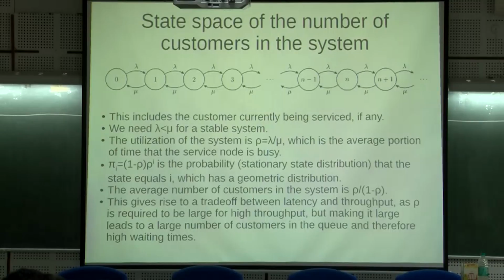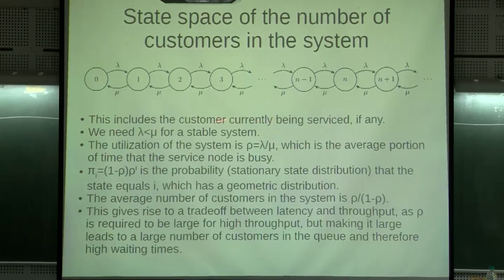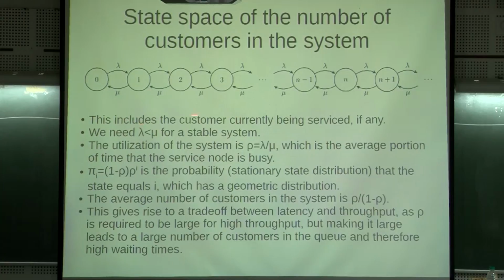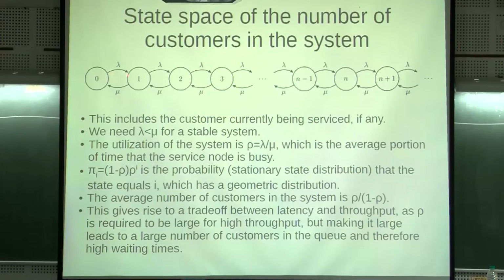So we're interested in the queue size. Actually, not just the queue size, but the customers currently being serviced, if any. So the 0 means there's nobody being serviced and there's no one in the queue. There's one person being serviced and there's nobody in the queue. There's one person being serviced and there's one person in the queue. So these are all the possibilities. And it's infinite, right? We have an infinite queue size for analysis. We just say it can go forever, right?